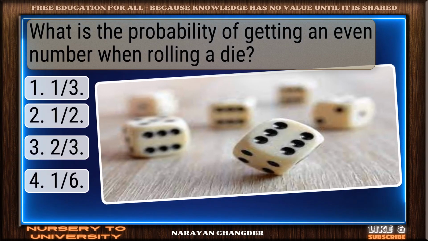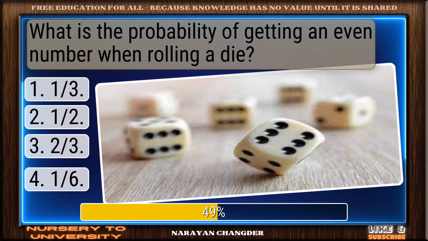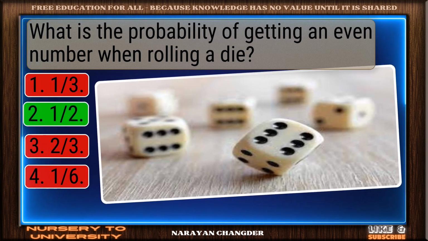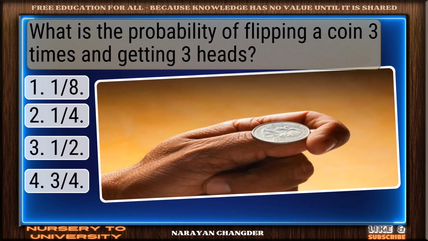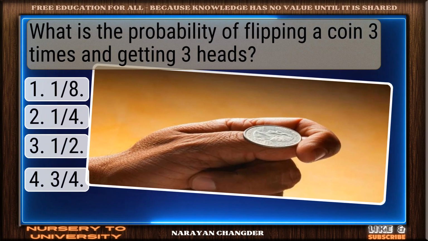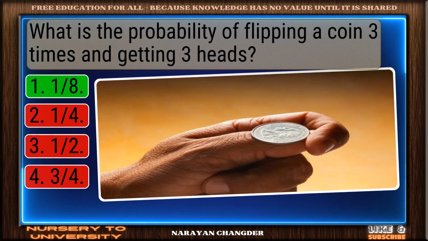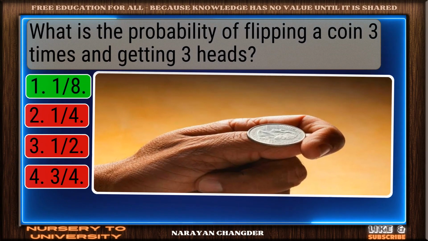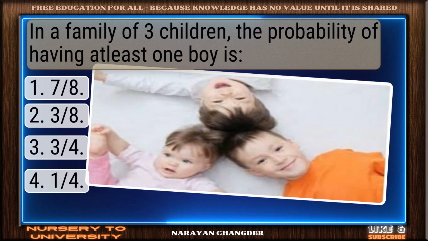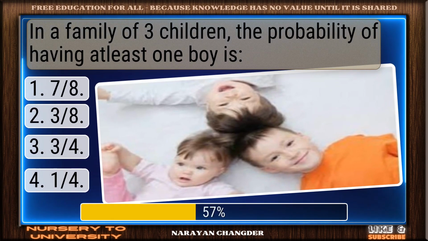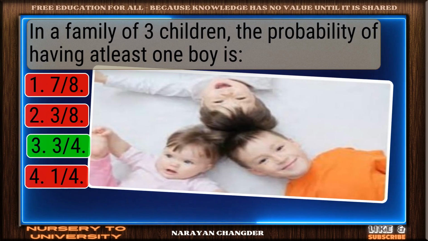What is the probability of getting an even number when rolling a die? Solid response. 1/2 is valid. What is the probability of flipping a coin 3 times and getting 3 heads? Exactly. 1/8 makes sense. In a family of 3 children, the probability of having at least one boy is. Nice work. 3/4 fits perfectly.